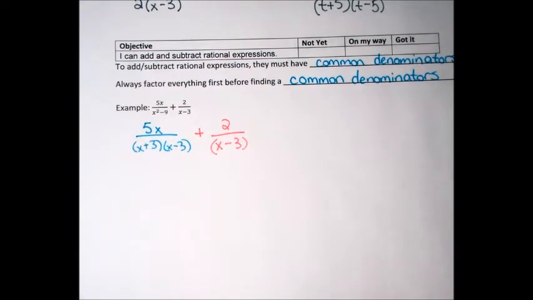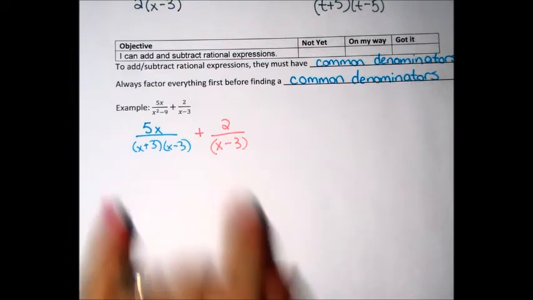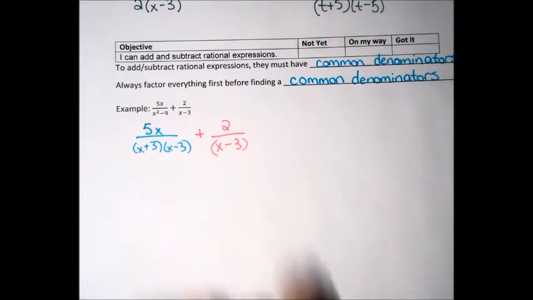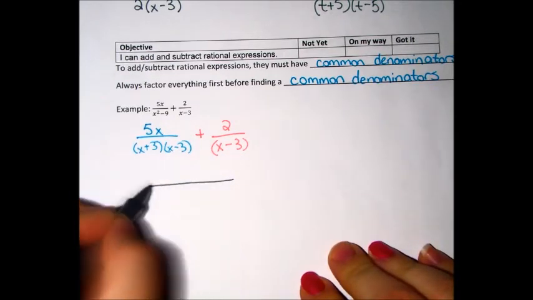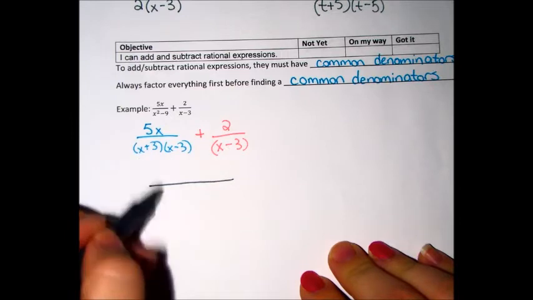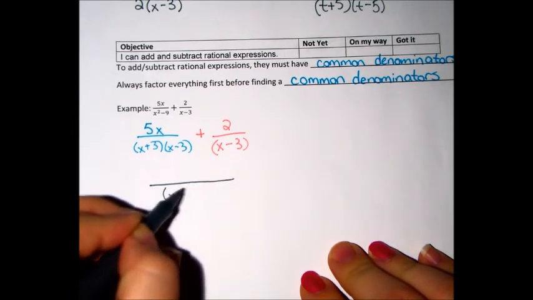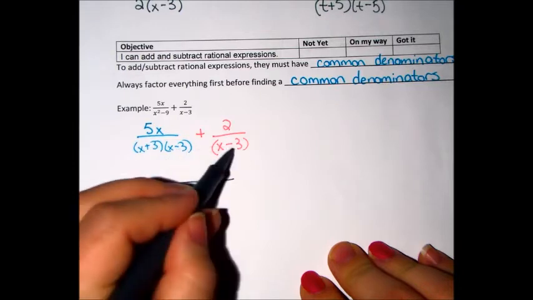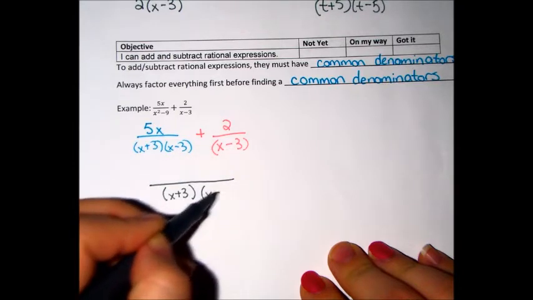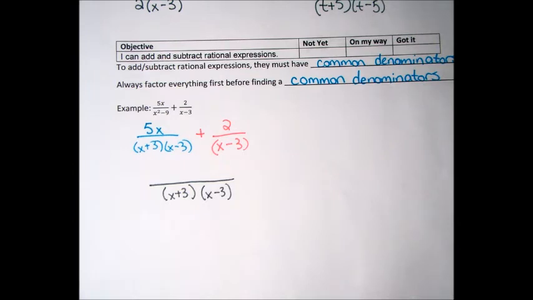So your first step should be to identify a least common denominator. That is the same thing as identifying a least common multiple. So in looking at these denominators, my common denominator, this one has the most amount of x plus 3's. They have an equal number of x minus 3's. So there's my common denominator.